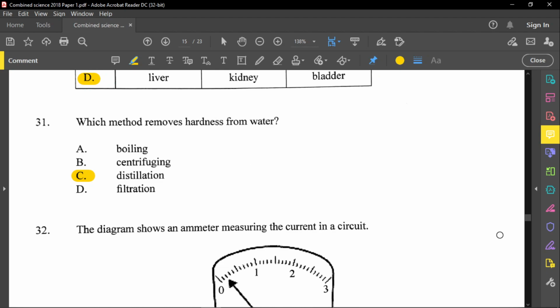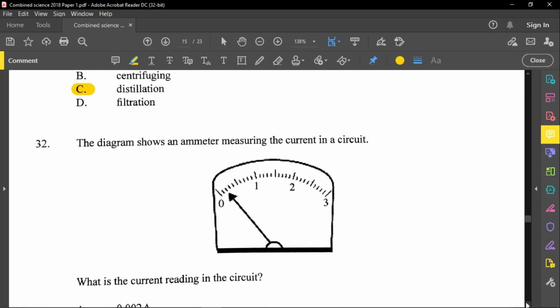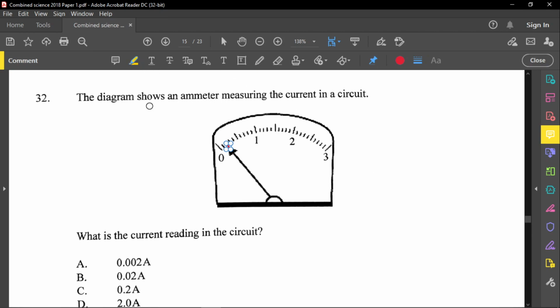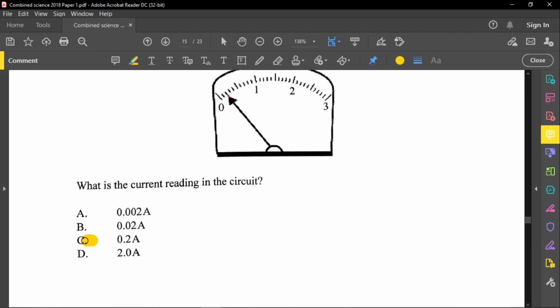All right. So 32, a diagram shows an ammeter measuring the current in a circuit. What is the current reading on the ammeter? Now, first and foremost, establish the number of lines right here. Going across from 0 to 1 is 10 lines, right? So that means each of these lines will be 0.1. Therefore this is on the second point right here, so it's going to be 0.2. Just to point it out real quick, the second marking is 0.2. So our answer here is 0.2 amperes.